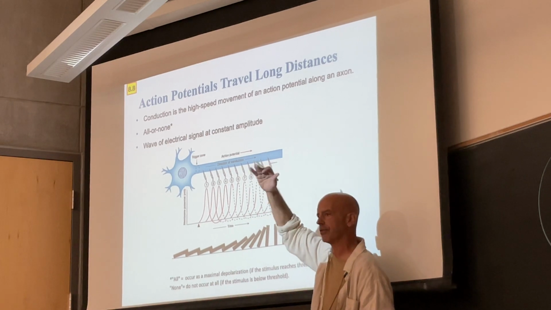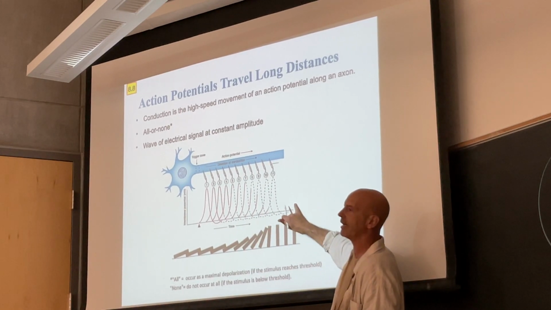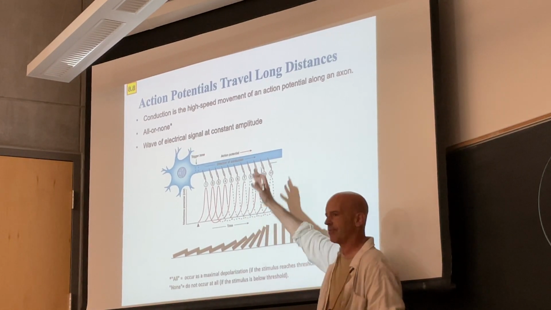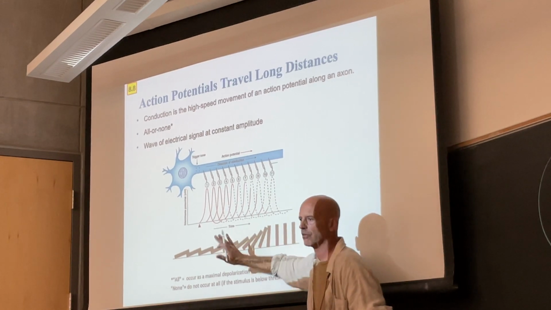The voltage, the amplitude, is always going to be the same, and it's going to be the same all the way down the line. If it branches off 50 times, each branch is going to have the same exact action potential going down. That's what it means, all or none.